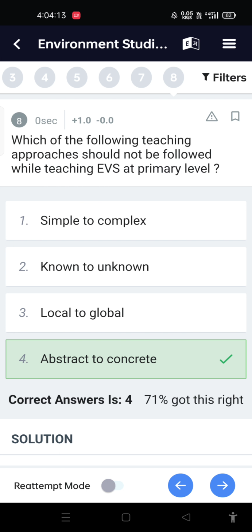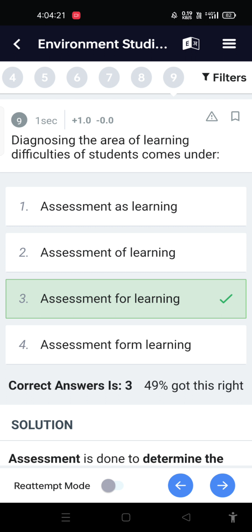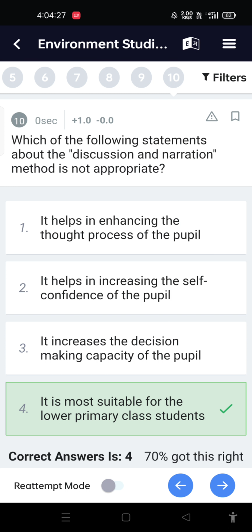Which of the following teaching approaches should not be followed while teaching EVS at primary level? Abstract to concrete. Diagnosing the area of learning difficulties of students comes under assessment for learning. Which of the following statements about the discussion and narration method is not appropriate? It is more suitable for the lower primary class students.